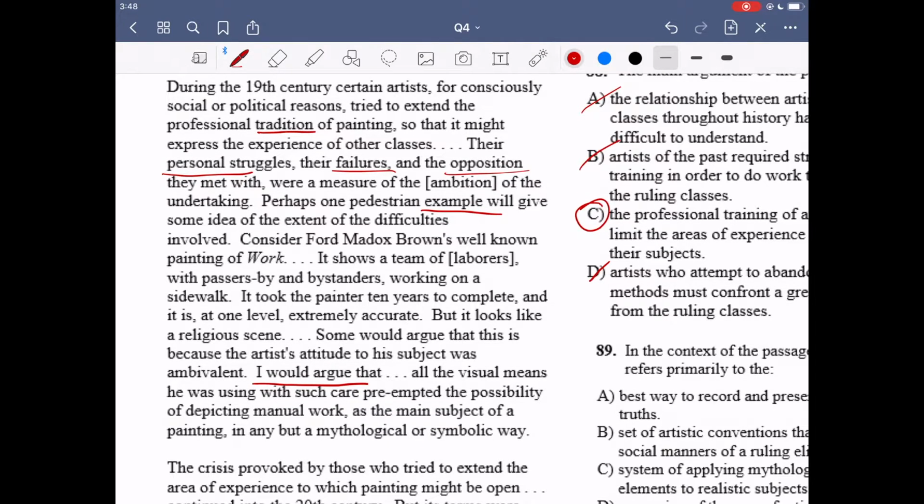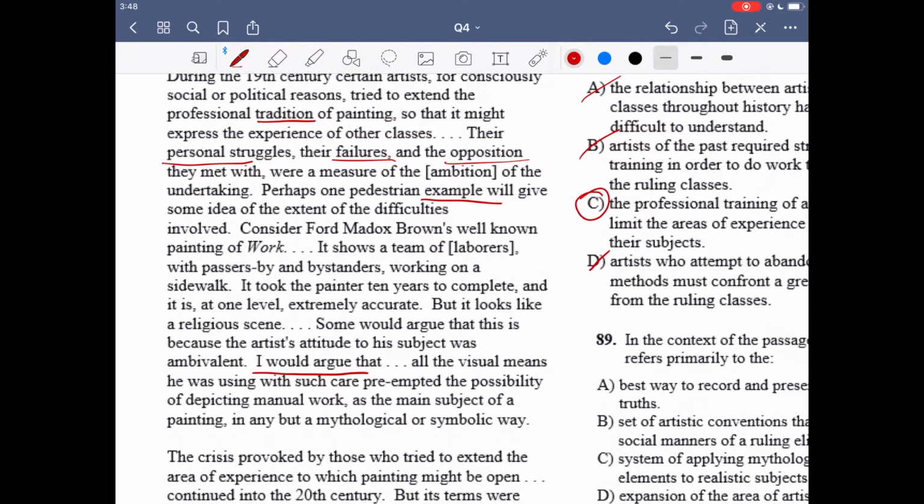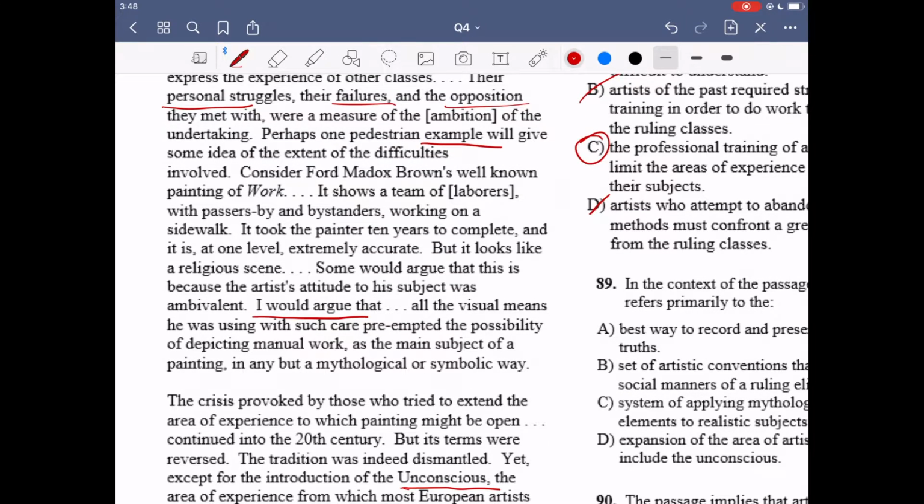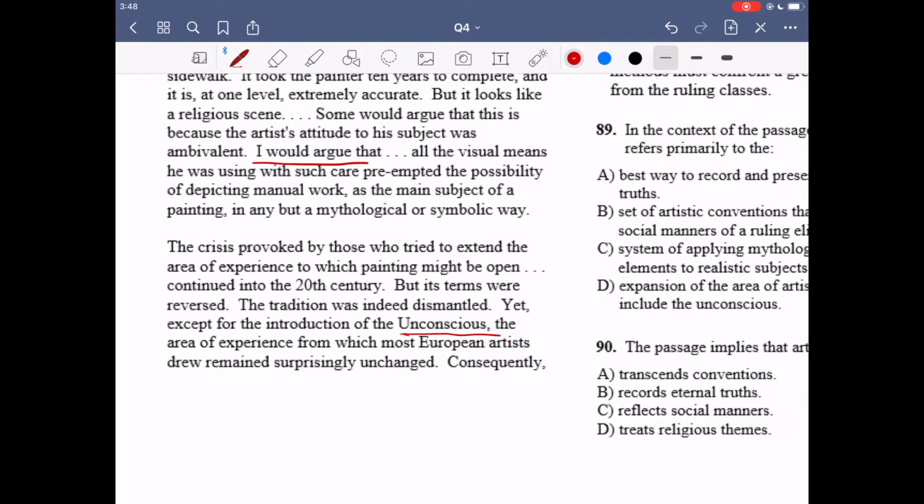I see here, tradition. Certain artists in the 19th century tried to extend the professional tradition of painting so that it would express the experience of other classes. So in this case, they're talking about tradition as art really only appealing to the upper classes. And then I know I saw tradition over here. They're saying by the 20th century, the tradition was indeed dismantled. So in this case, they're talking about art as it applied to reflecting the values of the upper social class. That is what tradition was.